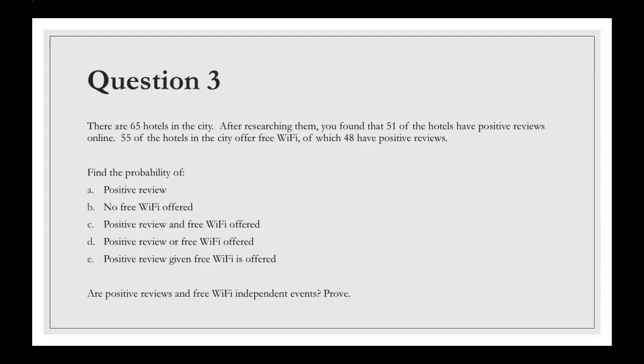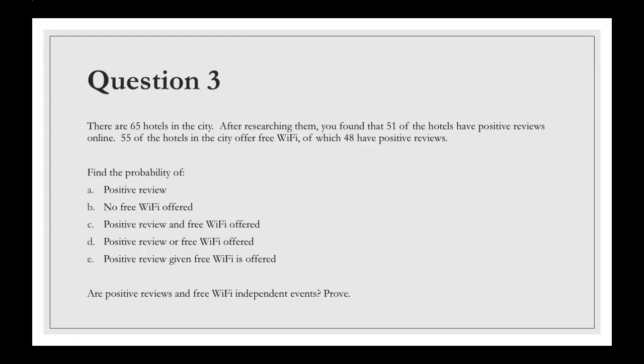We need to then find the probability of a positive review, the probability of no free Wi-Fi offered, the probability of a positive review and free Wi-Fi, the probability of a positive review or free Wi-Fi, and lastly, the probability of a positive review given free Wi-Fi is offered. And then once we find those 5 probabilities, we can answer the question, are positive reviews and free Wi-Fi independent events?